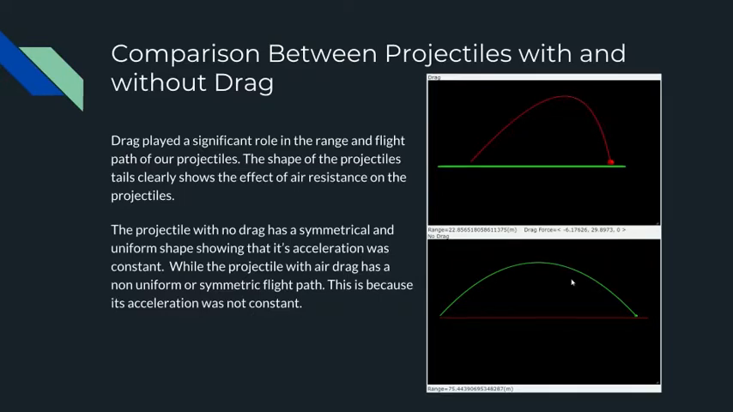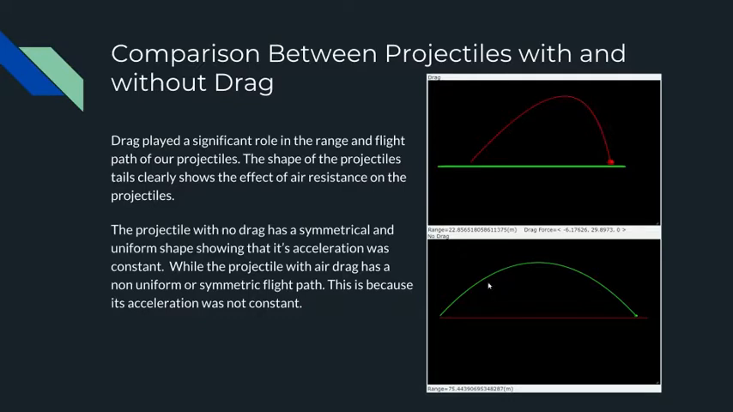This is our comparison between the projectiles with and without drag. So you see on the right hand side we have two separate graphs. The top one is our simulation with drag, and the bottom one is our simulation without drag. The first major difference you'll see between the two is their shape. Our top one is not very uniform or symmetrical, while our bottom one is very symmetrical and very uniform. The reason for the difference in shape is because of the forces on the two.